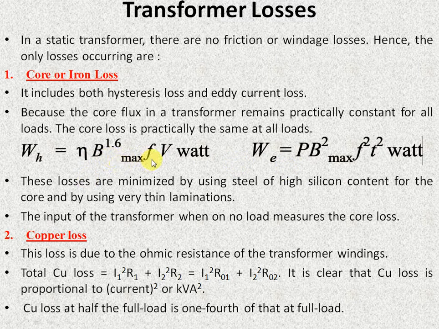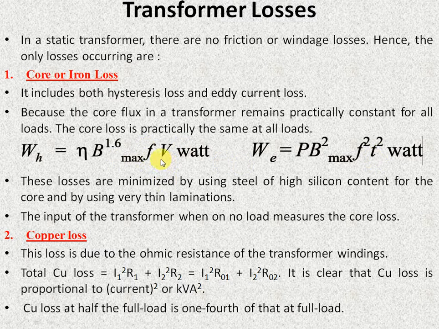This hysteresis loss is actually occurring due to the magnetic flux reversal, and this eddy current loss is occurring due to the eddy current. In this relation, this nu is actually indicating a coefficient known as Steinmetz's coefficient. Bmax is actually the maximum value of flux density, F is indicating the frequency of flux reversal, and V is representing the supply voltage. Similarly, in this relation also, P is indicating a constant. Bmax is actually the maximum value of flux density, F is frequency, and T is actually the thickness of lamination.